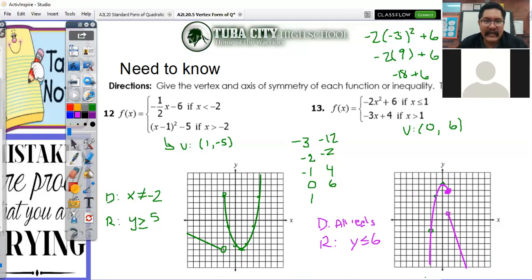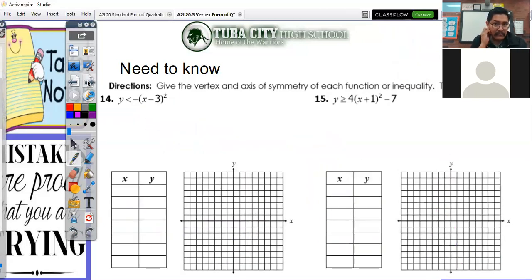All right, now time for the last one. Okay, these ones are inequalities, so they're not piecewise, they are inequalities, which means that we are going to have to shade one side of the parabola, either the top side or the bottom side. All right, so let's go ahead and keep following the directions, give the vertex and axis of symmetry.